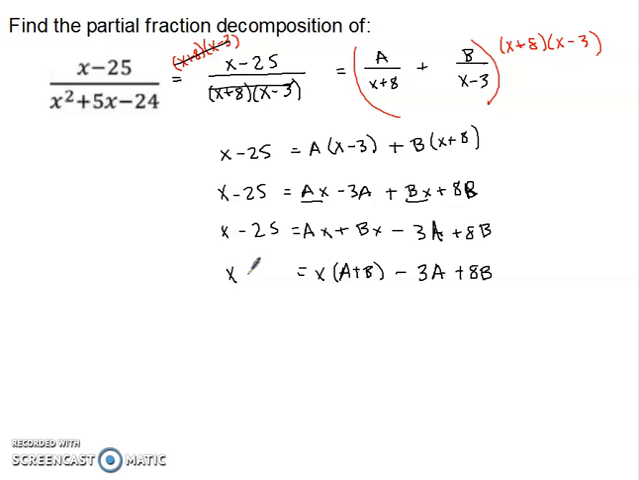So I'm going to match my coefficients on the right and the left. Coefficient on x on the left is 1, which means that a plus b on the right has to be 1. So there's my first equation. My constant term, or the piece with no x on the left, is negative 25, which means that the piece with no x on the right, negative 3a plus 8b, would have to be also negative 25.